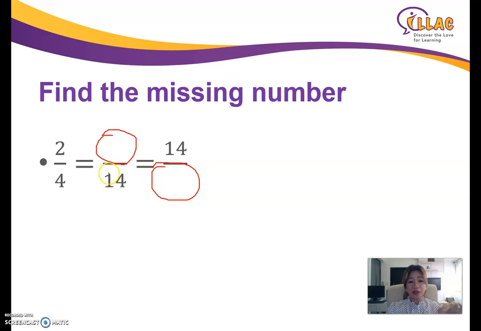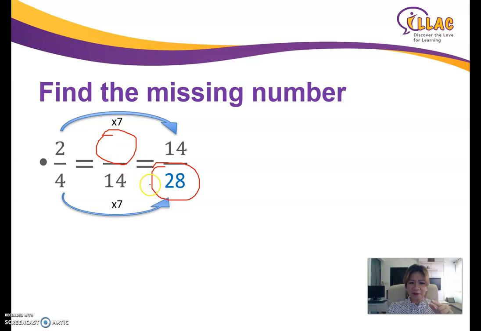Don't panic. What you can do is 2 and 14. You see that 14 is a multiple of 2. What is the multiple that you multiply with? 7. Okay, so if 2 times 7, you get 14. You need to do the same for the denominator, isn't it? Everything that you do for the numerator, you must do the same for the denominator, and vice versa. So if you times 7 to get 14, you can easily times 7 at the bottom to get 28. Correct?